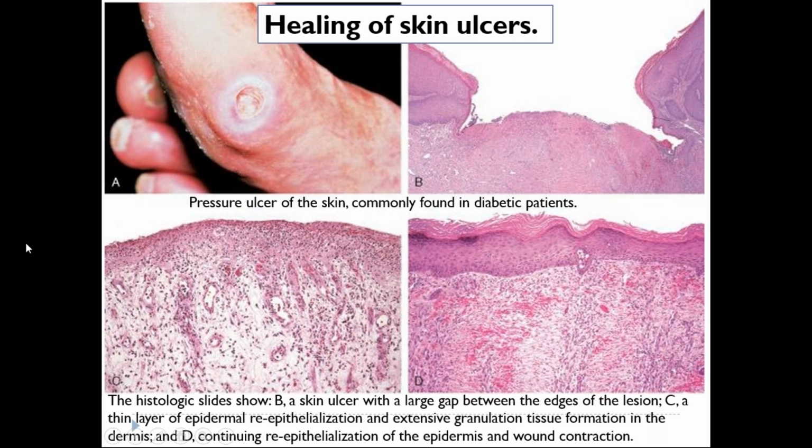So this is a photograph of a pressure ulcer in the skin, usually seen in diabetic patients. You see the surface epithelium is wide apart, and at the ulcer site there is a lot of inflammatory granulation tissue. And this is how the granulation tissue looks.